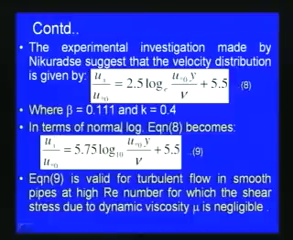Now in terms of normal logarithm, this equation 8 can be expressed as u x by u star o is equal to 5.75 log 10 u star o into y by nu plus 5.5. So, this is the expression for turbulent flow in smooth pipe. Here you see that the constants are determined based upon some of the experimental measurements by Nikuradse. Equation number 9 is valid for turbulent flow in smooth pipes at higher Reynolds number for which the shear stress due to dynamic viscosity mu is negligible. So, this equation number 9 is valid for higher Reynolds number regime for turbulent flow in pipes.